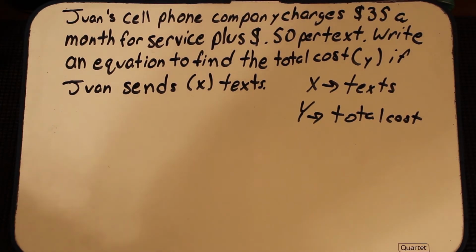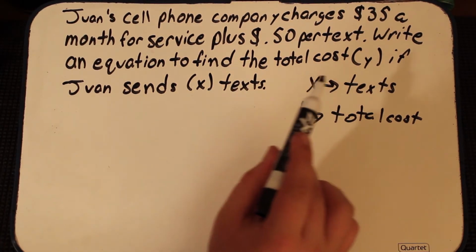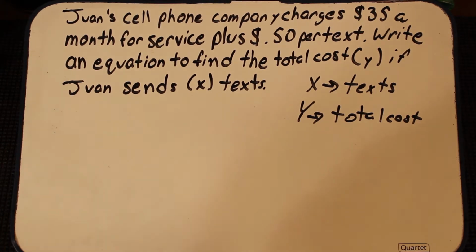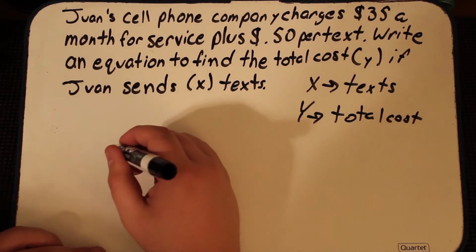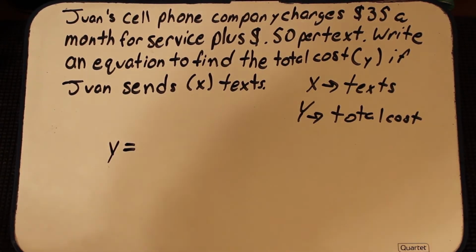So now we need to write the equation. We have everything that we need. And they're telling us to write an equation to find the total cost. So that's what I'm going to set my equation equal to, is total cost.